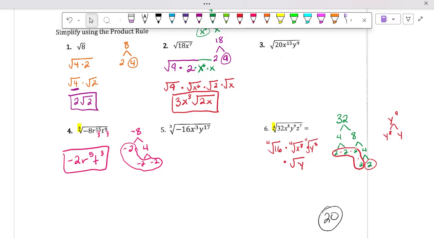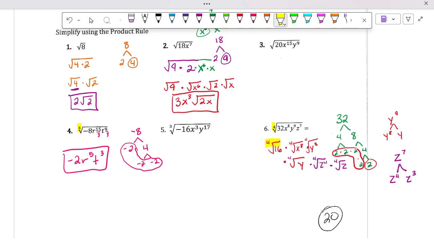And then same thing with z to the 7th. So z to the 7th, we want the nearest multiple of 4, which would be z to the 4th. So we're left with 3 z's left over. So times the 4th root of z to the 4th times the 4th root of z.